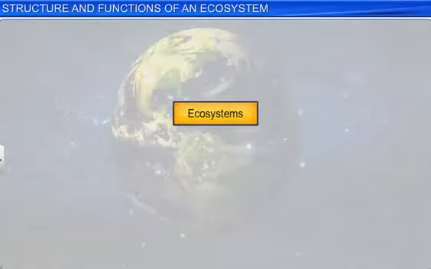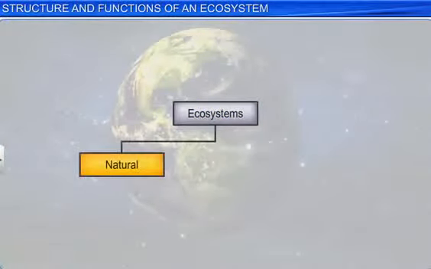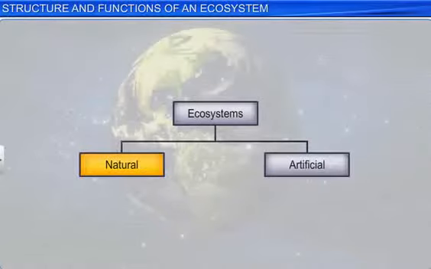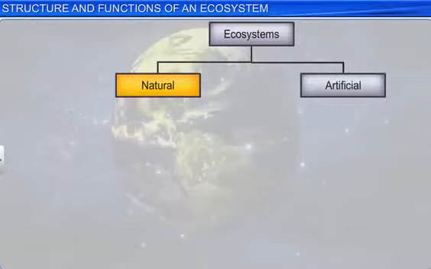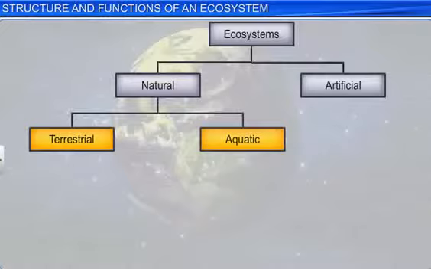Ecosystems are usually classified as natural and artificial. Natural ecosystems exist naturally in nature and function all by themselves. These ecosystems are further classified as terrestrial and aquatic ecosystems.